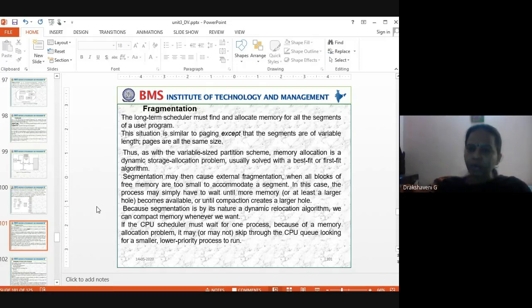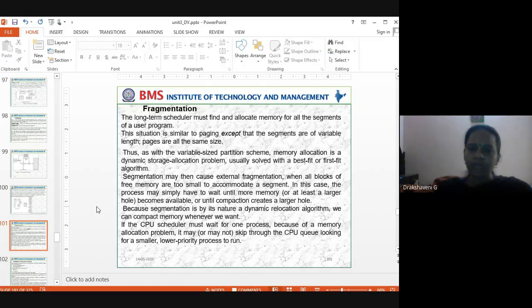Internal fragmentation, what was the problem? We were giving extra memory in internal fragmentation. In the same way, how do we handle segmentation? This situation is similar to paging, except that the segments are of variable length, while pages are of the same size. Thus, as with the variable size partition scheme, memory allocation is a dynamic storage allocation problem, usually solved with the best fit or first fit algorithm.